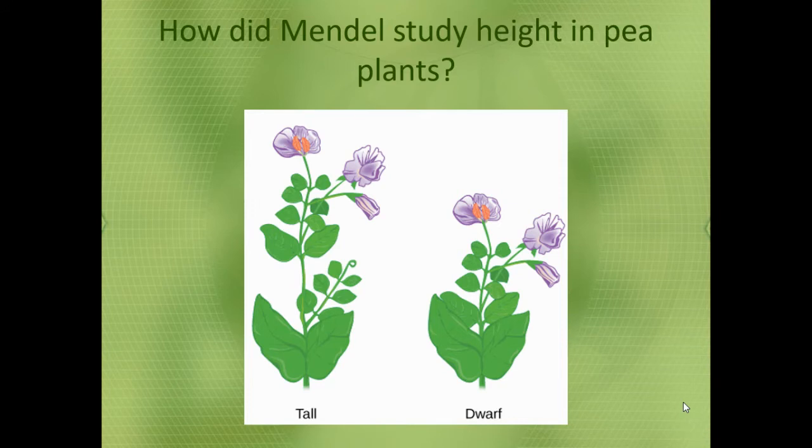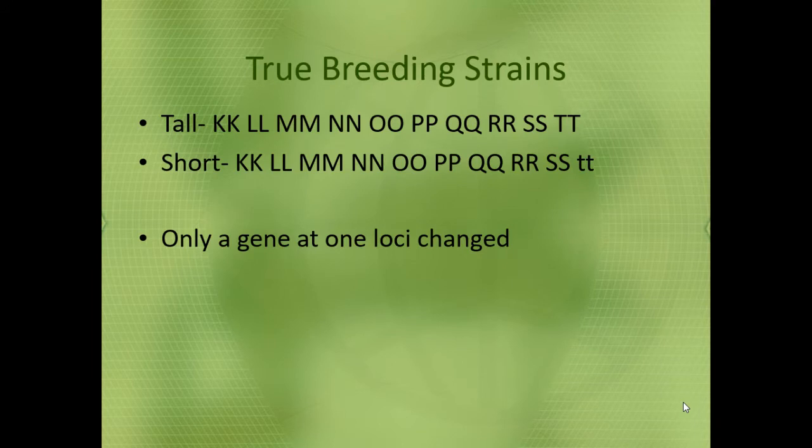So how did Mendel study height in a pea plant? He had tall pea plants and he had dwarf pea plants. So he looked at his true breeding strains. For a plant to be tall, for example, all of these genes here would be homozygous dominant, because it's true breeding, so that means it has to be homozygous, but all of these traits here affected the height. We're looking at a short plant. It has almost the exact same traits, except at the very end here, it has a homozygous recessive trait for being a dwarf plant. So only a gene at one locus ended up changing.